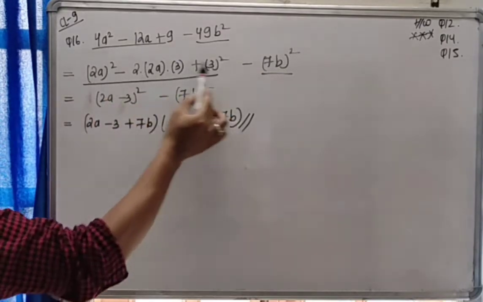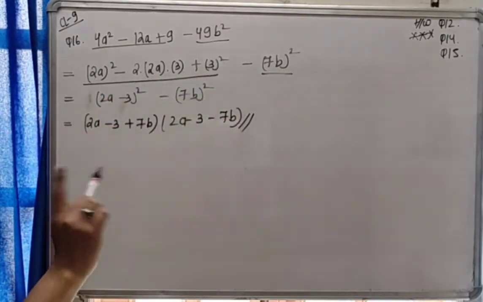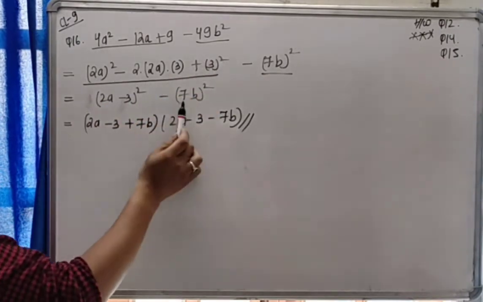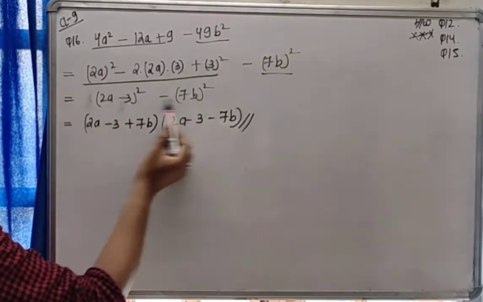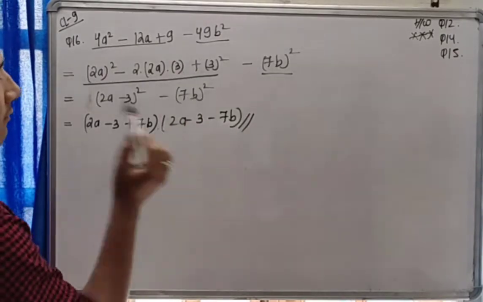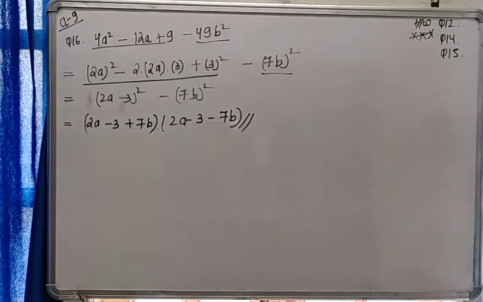Which formula? Please look at this properly. a square minus 2ab plus b square. Isn't it a minus b whole square? a minus b whole square minus 7b square. So now it is easy. a square minus b square. So this plus this, minus this, which is the factorized form. So please pause the video, note it down, boys.